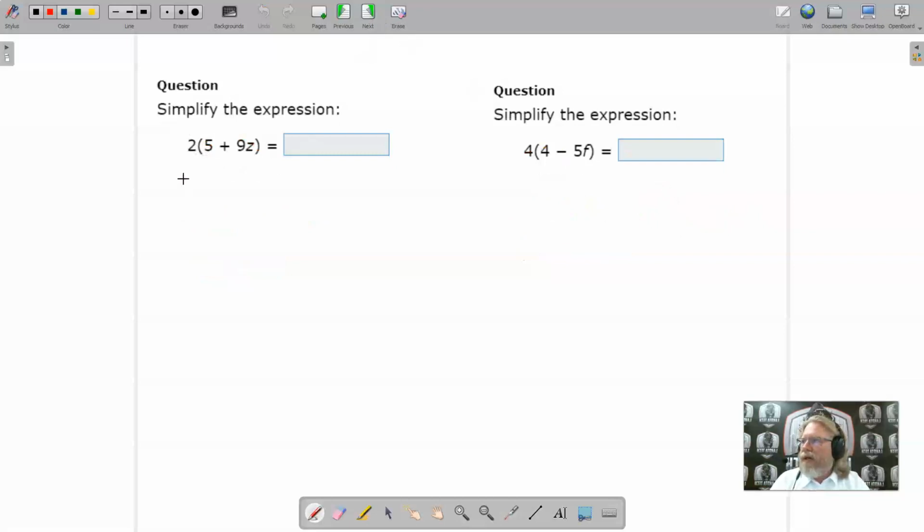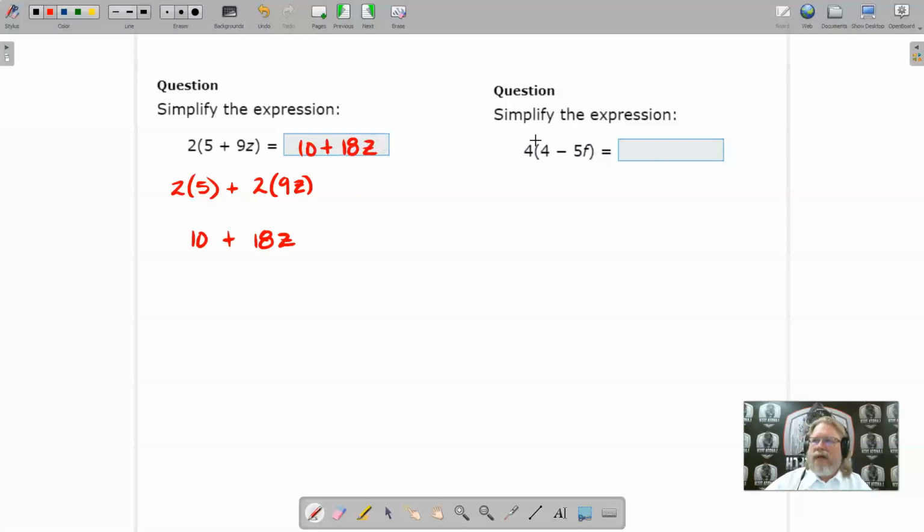Here we have 2 times the 5, and also 2 times 9z, cross my z so I know that's a z, and it is addition, so I have 2 times 5 is 10, and 2 times 9 is 18, and the z goes along for the ride, so that's plus, not subtraction, so we end up with 10 plus 18z.